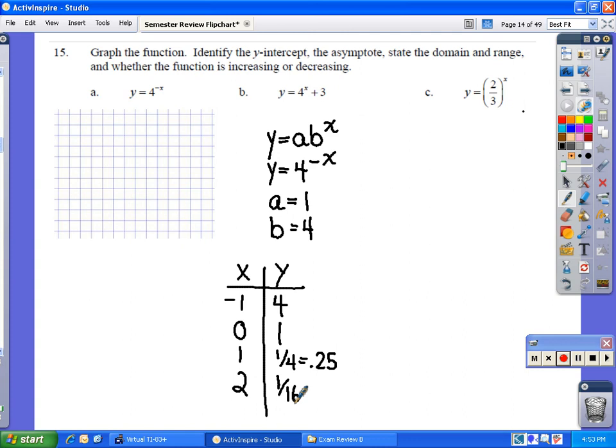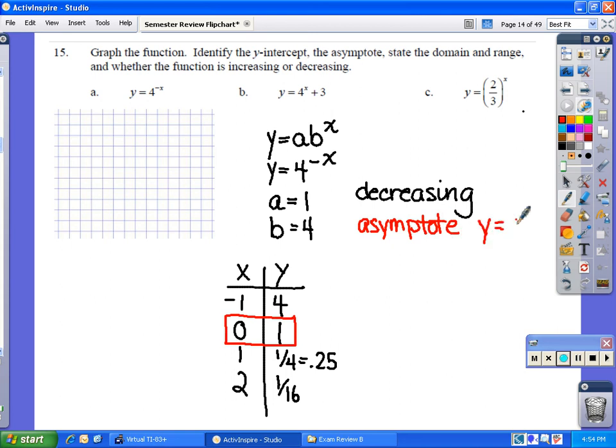So we've discussed already that this is a decreasing function now, after its reflection. The y-intercept we see right here in our data table where x equals 0, the y-intercept is equal to 1. The asymptote, as we realize this graph is decreasing, notice that it's getting closer and closer to 0, 1/4, then 1/16. It would then go to 1/64. So our asymptote is the x-axis, or the equation y equals 0.